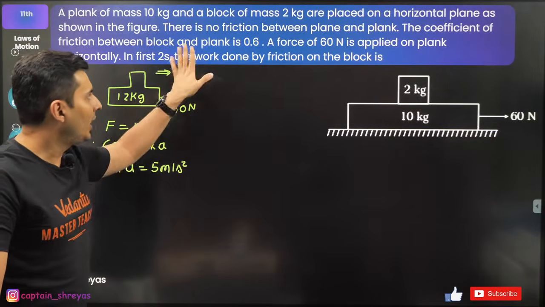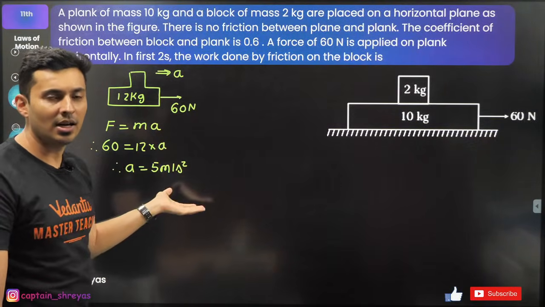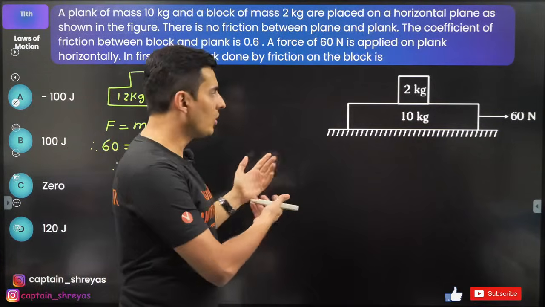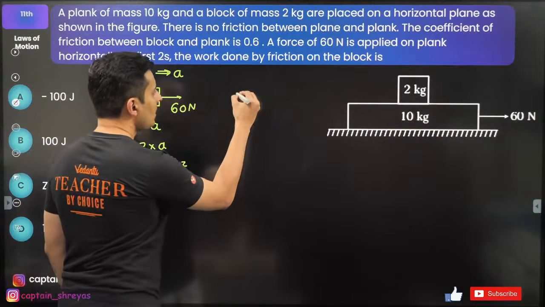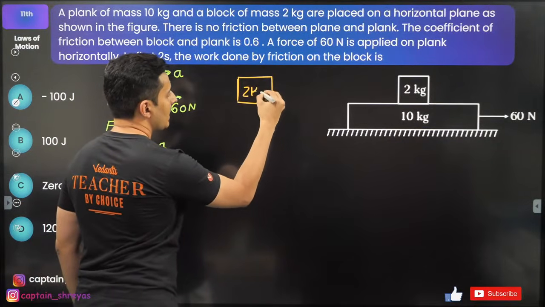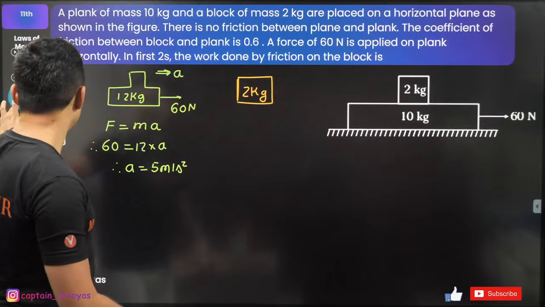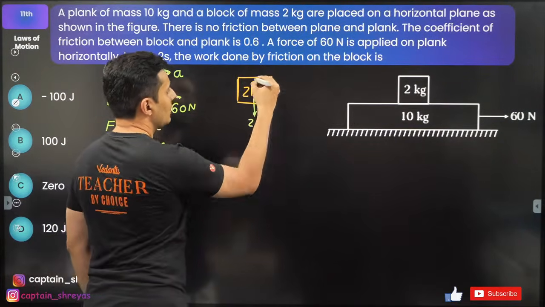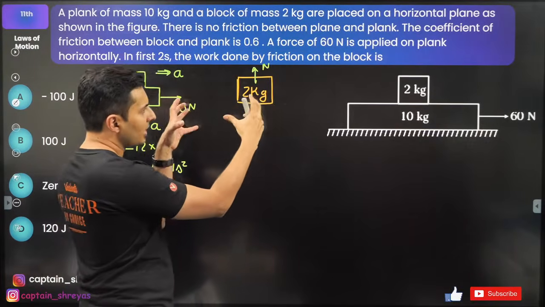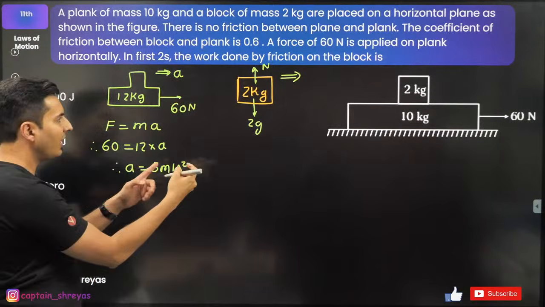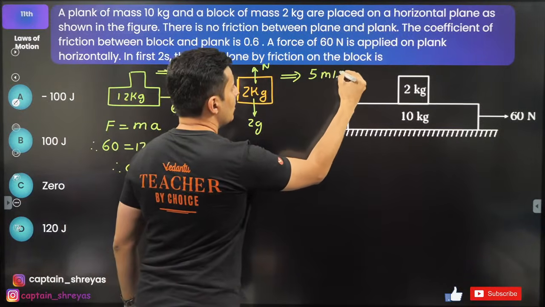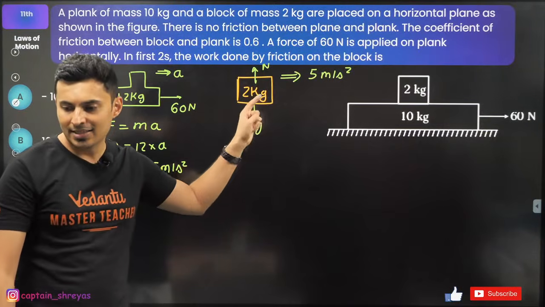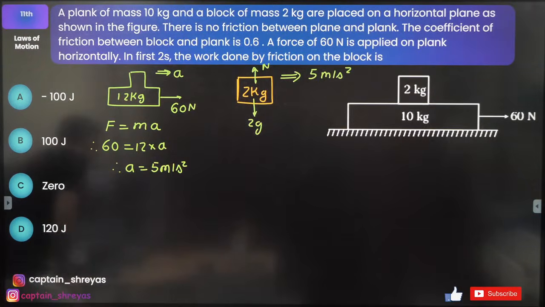Okay. To find the work by friction, I need to know the friction, na? I need to know how much friction is acting. So let's find the friction. How? Draw the free body diagram. Let's do that. Take this 2 kg block. Show the forces acting on it. What are the different forces? Well, one is mg, which is 2g. Then you also have the normal. This block is accelerating with how much? 5 meters per second square. Who is going to accelerate it? Why would this block accelerate? Think about it.